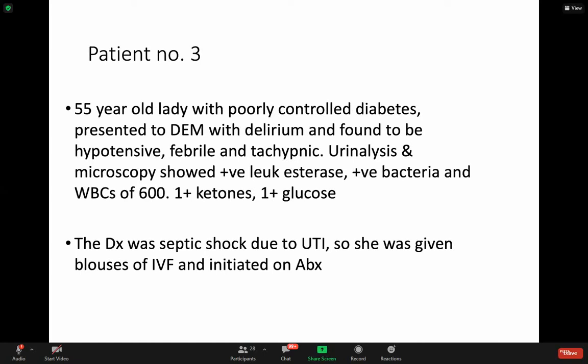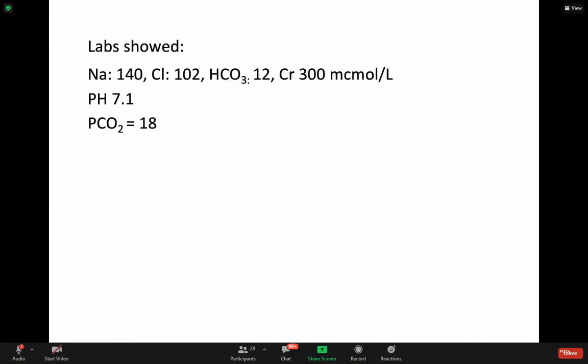Let's take the third example. A 55-year-old lady with poorly controlled diabetes presented to the emergency with delirium and was found to have hypotension, fever, tachypnea. Urinalysis showed microscopy with evidence of UTI. The diagnosis was septic shock due to UTI. So she was given boluses of IV fluid and initiated on antibiotics. Labs showed sodium, potassium, chloride, bicarb, creatinine, pH, PCO2. So what is the primary process?